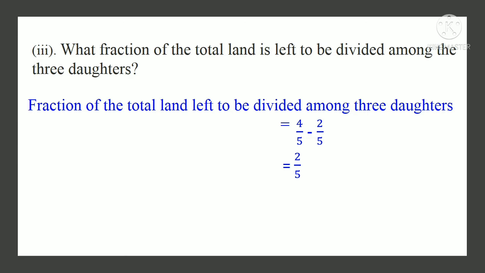By using those 2 methods, you can find the answer. In here, I have done the first method. That means from the remaining portion, that means the portion to be divided among children, I have subtracted the portion received by son. So, the remaining part was divided among the 3 daughters. That means, what is the answer? 2 upon 5. Right. Next one, question number 4.